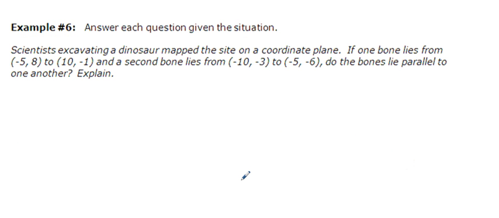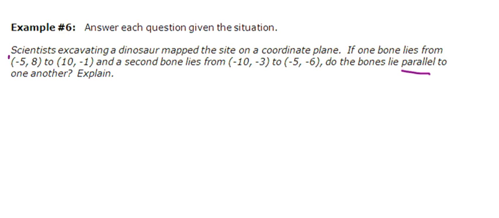Now, example 6. This one says scientists excavating a dinosaur map the site on a coordinate plane. If one bone lies from (-5, 8) to (10, -1), and a second bone lies from (-10, -3) to (-5, -6), do the bones lie parallel to one another? Explain. This isn't asking us to write the equation of the line, it's just asking us to see if it's parallel. Remember, we know it's parallel if they have equal slopes.